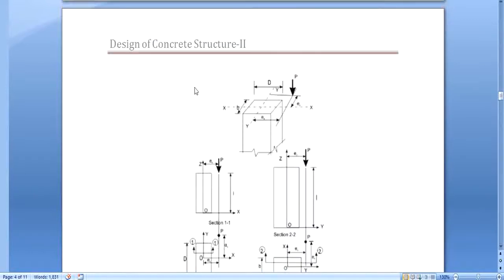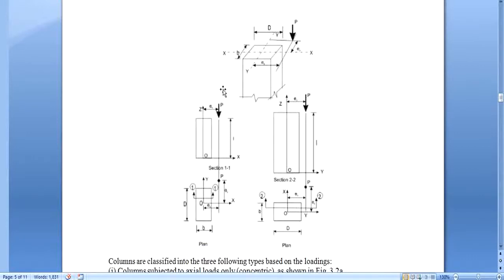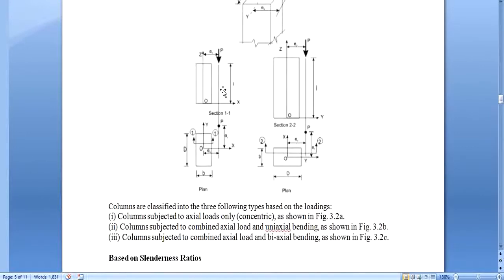Okay, similarly you can see column subjected to combination of axial loading plus uniaxial bending. So what it means, you can see in this figure, the load is acting at the distance ex from y-axis. You can see the center is here, the load is acting somewhere here. So only in x direction there is a length, y direction length is 0, that is called as uniaxial.